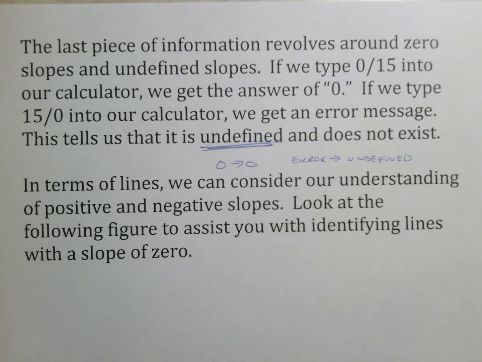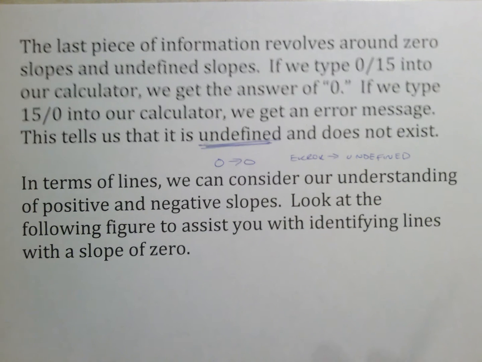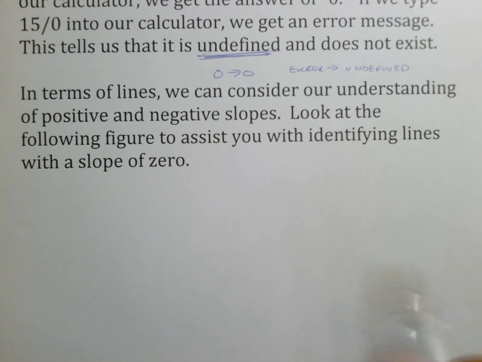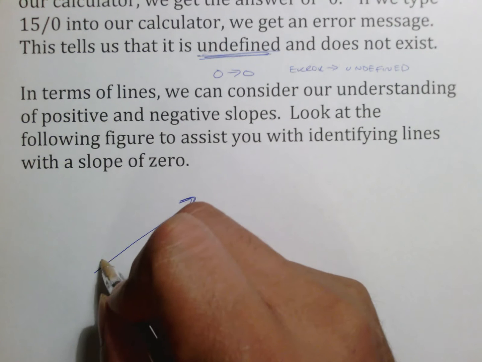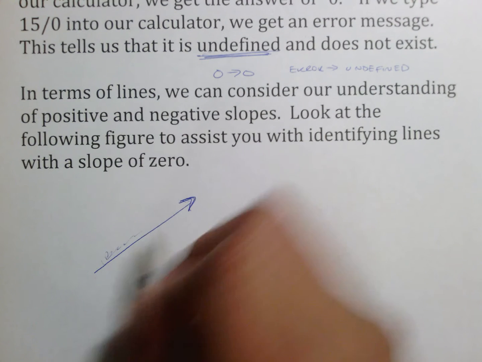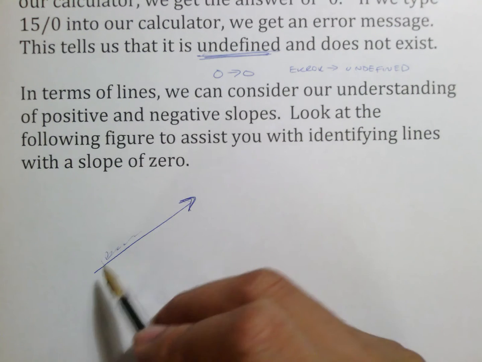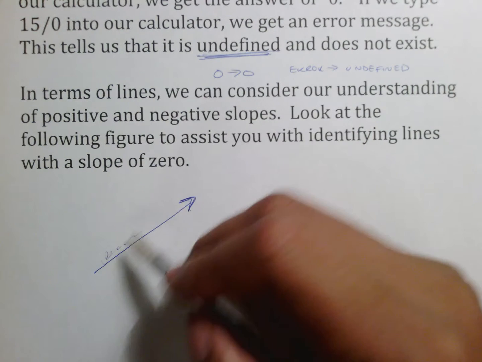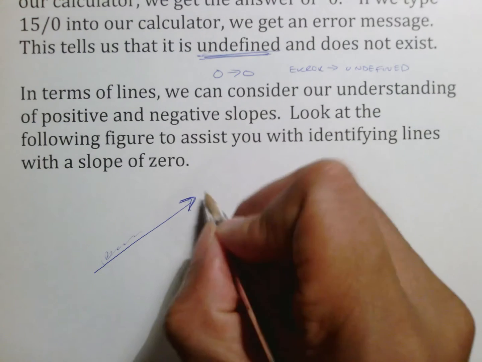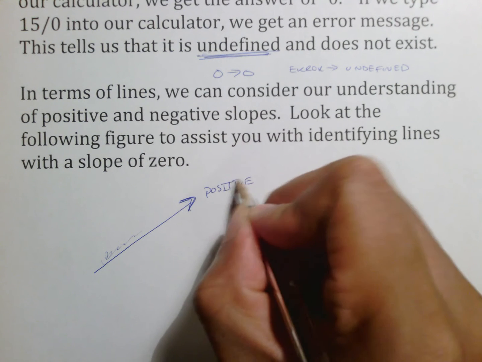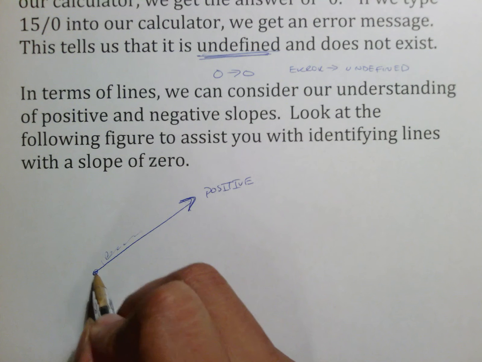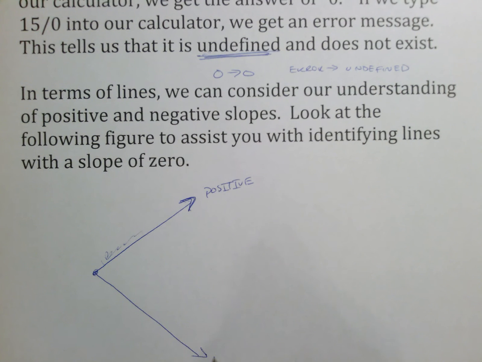In terms of lines, we can consider our understanding of positive and negative slopes. One way to remember which one's which is to remember that a positive line goes this way. One easy way to tell whether slope is positive or negative is to write your name on it, and notice that if I wrote my name on it, it would go up. This is positive. Another line would go this way. Of course, that line would be negative, because if I wrote my name on that line, notice it goes down.